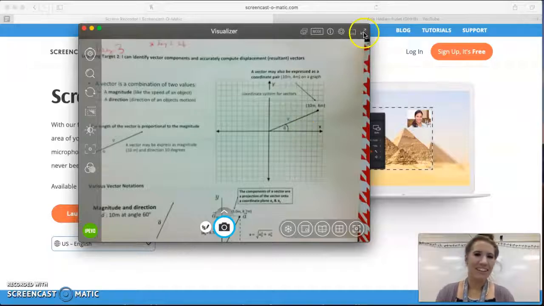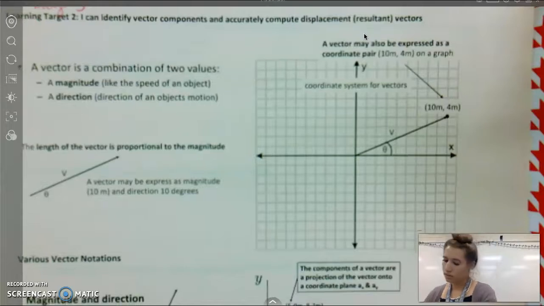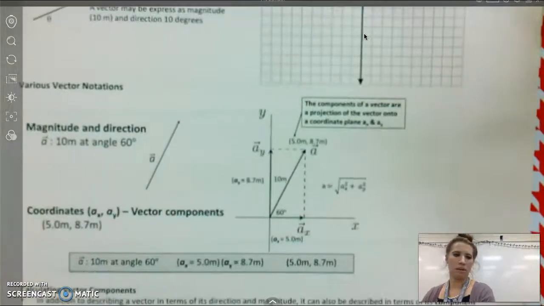Okay, let's look at learning target number 2. We talked about vectors and how they have both magnitude and direction, and then we also talked about how we can add vectors and end with a resultant. Now let's go a little bit further into that mathematically.